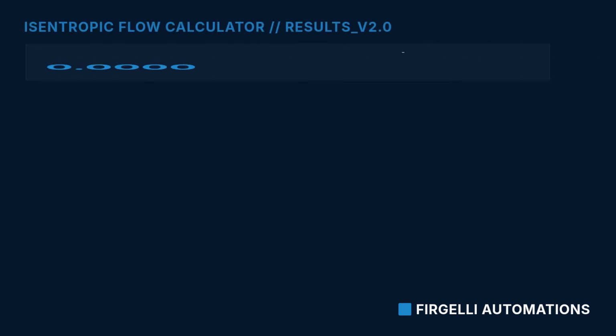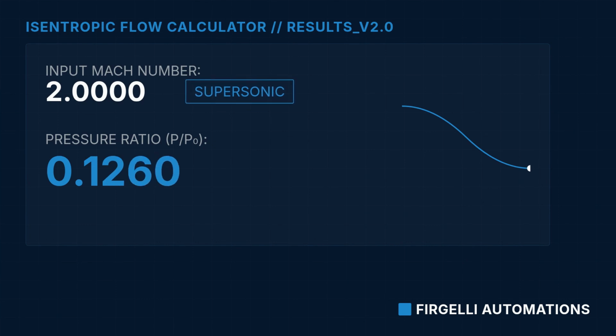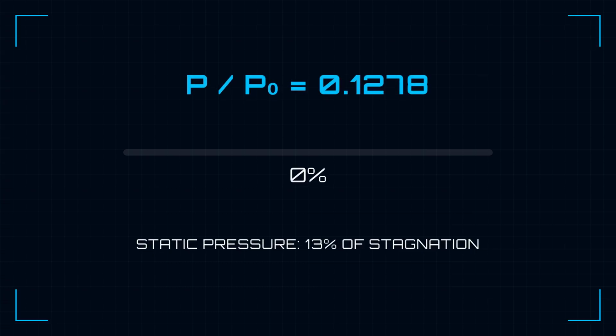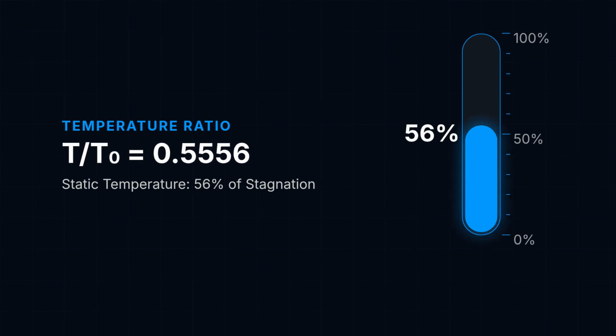The calculator confirms our Mach number is 2.0000 and flow regime is supersonic. The pressure ratio P/P0 equals 0.1278, meaning static pressure is about 13% of stagnation pressure. Temperature ratio T/T0 is 0.5556, so static temperature is 56% of stagnation.